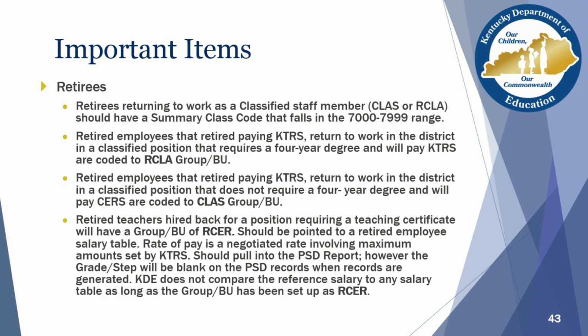Retirees are another area where we get a lot of questions. Hopefully the four bullets you have here will cover any situation where a retiree may be coming back to work and help you understand how you need to set them up in the system. The first one is retirees returning to work as a classified staff member. They're coming in CLAS or RCLA. They should have a summary class code that falls between the 7,000 and 7,999 range.